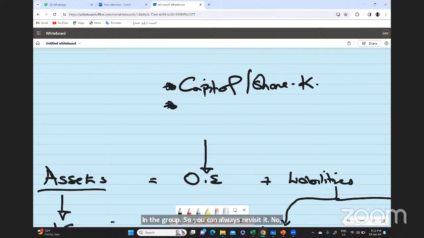Now we are going to say incomes. Incomes increase what? Equity. And capital, what does it do? Capital also increases equity. If we say that we have capital, then we have equity. If we have incomes, then we have equity.